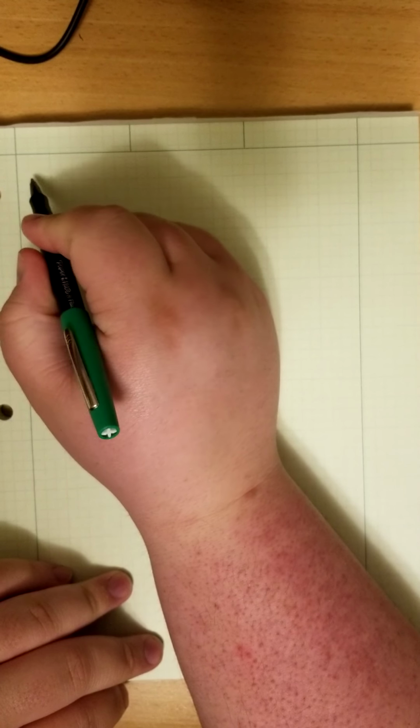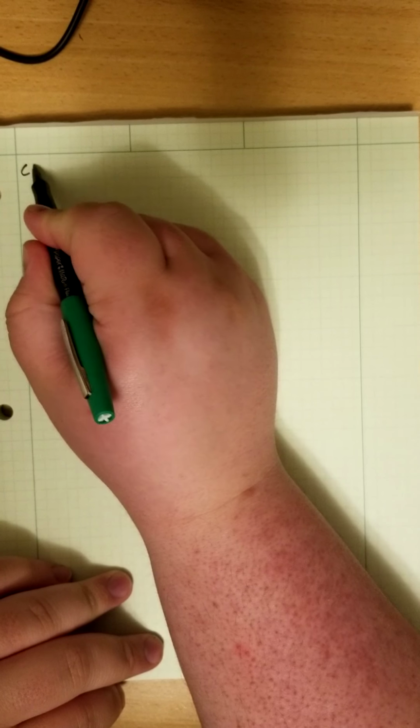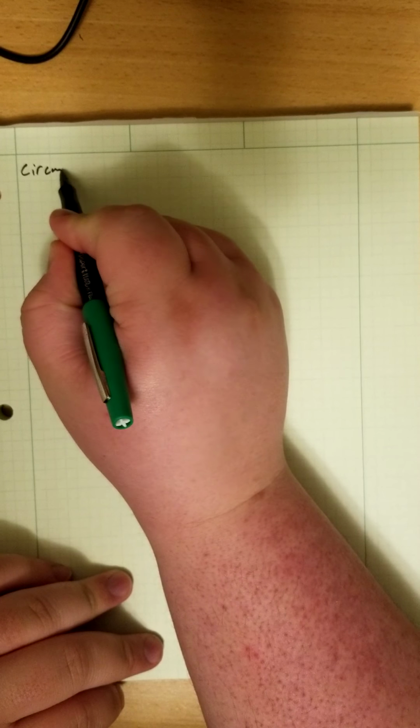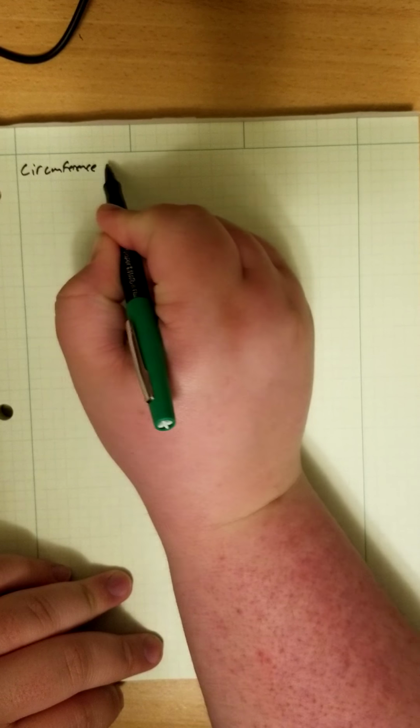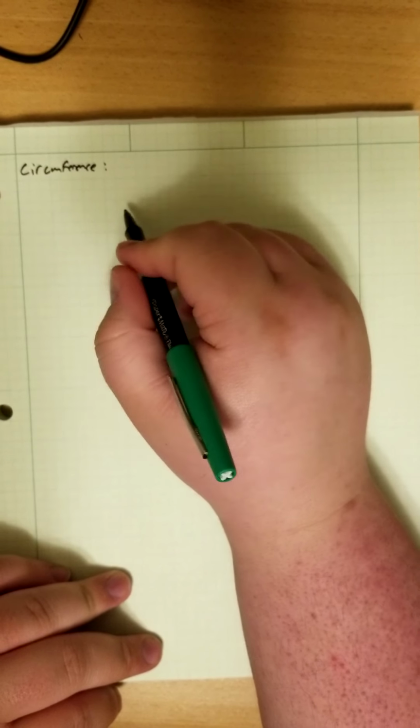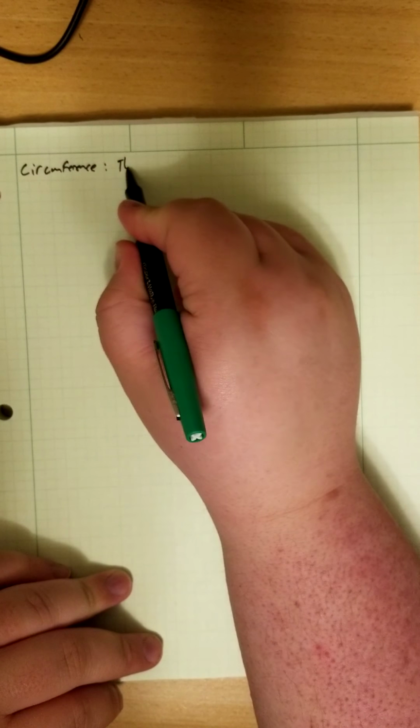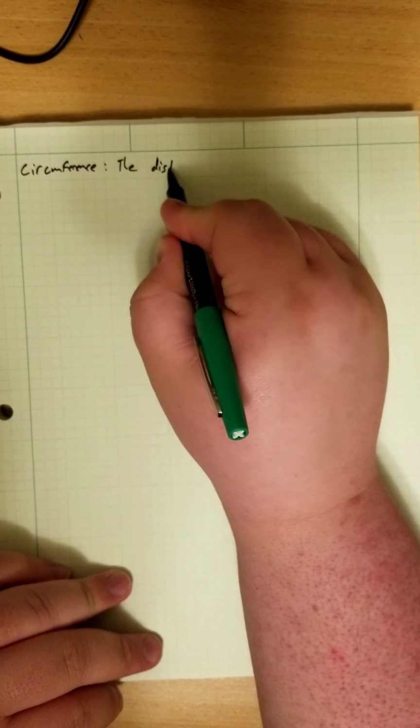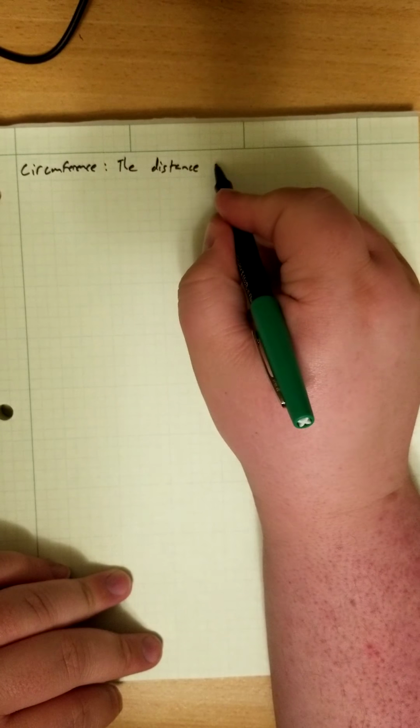One more: circumference. Going to define that. This is the distance around a circle.